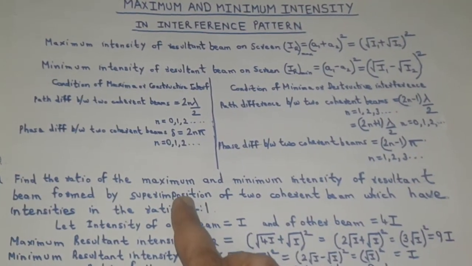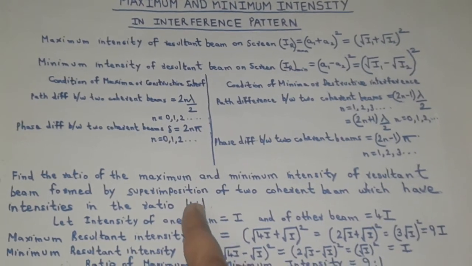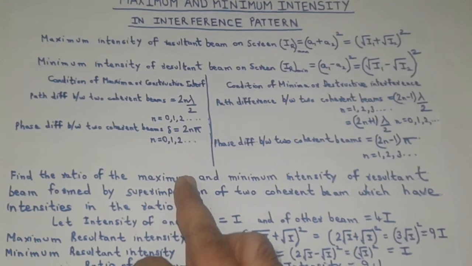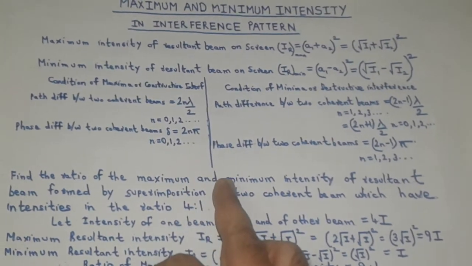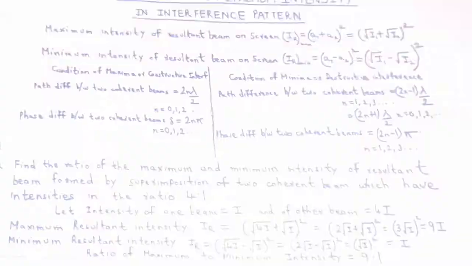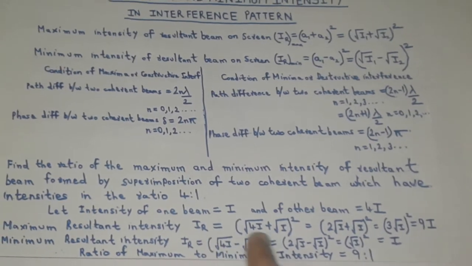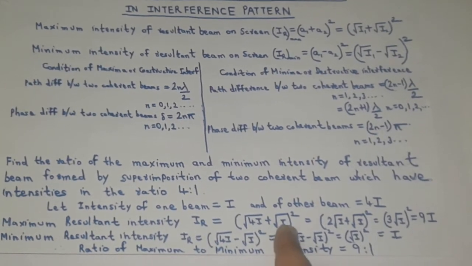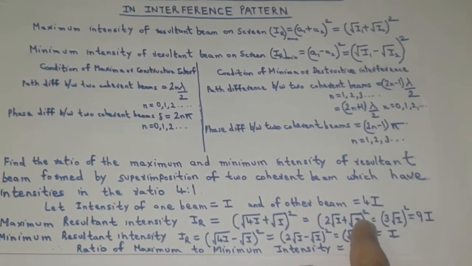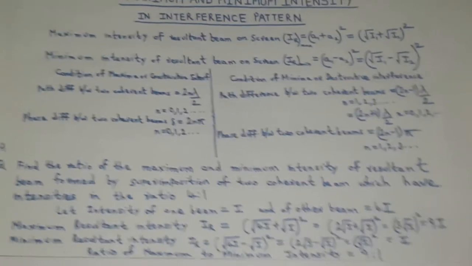In this question, we are provided two coherent beams which have intensities in the ratio of 4:1, and we have to find the maximum resultant intensity and the minimum resultant intensity, and then find their ratio. So the maximum resultant intensity IR is equal to (√4I + √I) whole square, which is equal to (2√I + √I) whole square, or (3√I) whole square, equal to 9I.